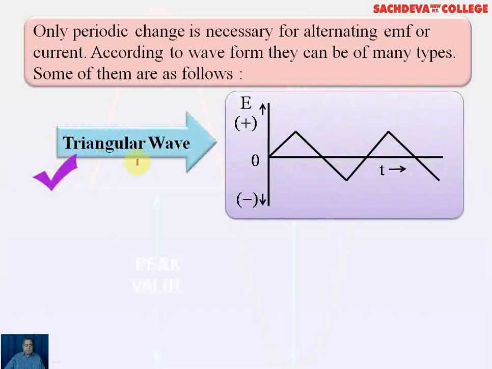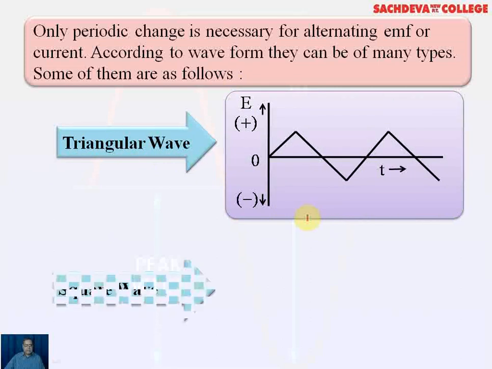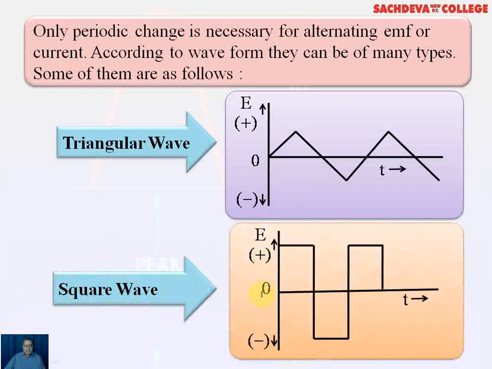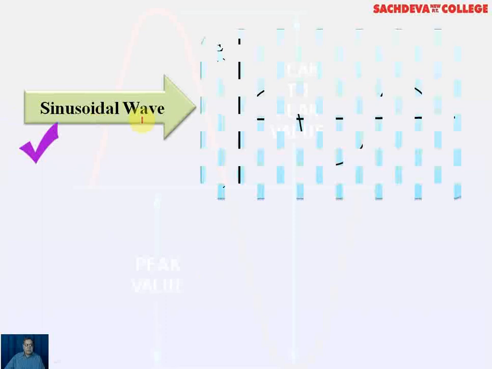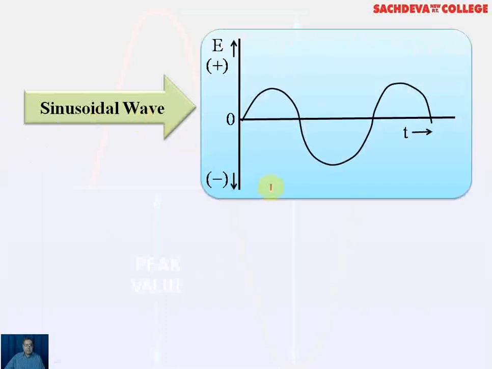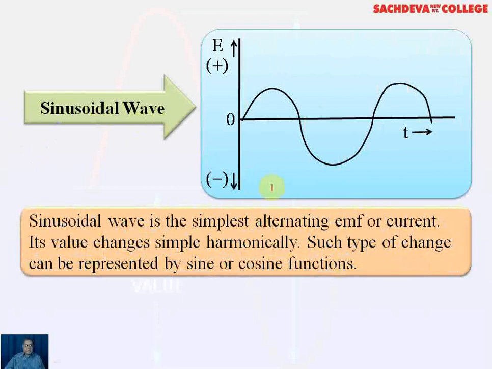Like triangular waves, they are used in electronic circuits, like in PN junction diodes, in triode valves, or PNP transistors or NPN transistors. The second type is the square wave, and square waves are also used in electronic circuits. Then sinusoidal waves. Sinusoidal waves are in the form of crest and trough. Time is indicated on the x-axis, whereas voltage variations are indicated on the y-axis.